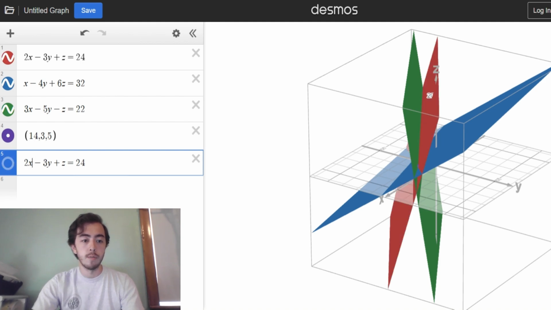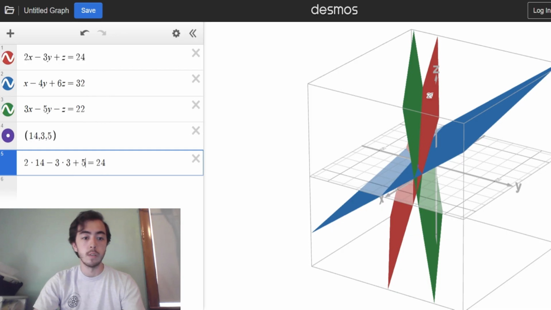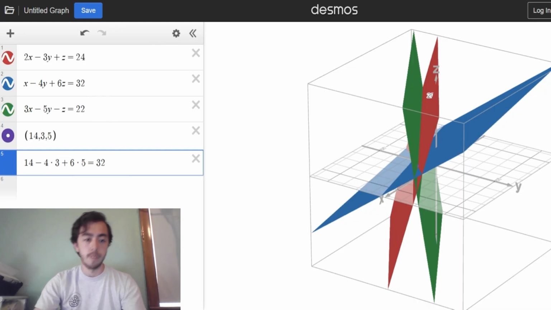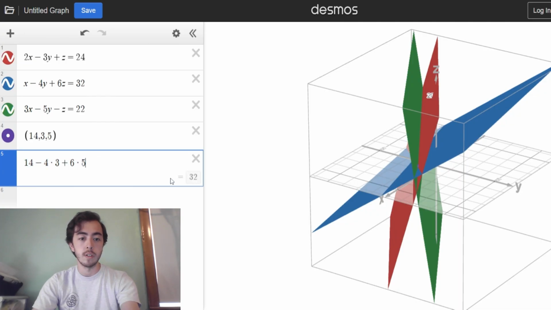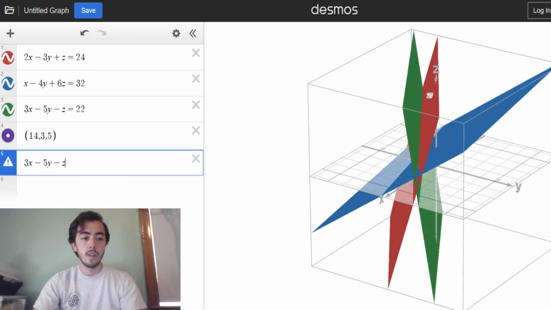So if we plug in a 14 here, and then plug in a 3 here, and then plug in a 5 here, hopefully we do get 24. Cool, then we do. And then I'm going to do this for the other 2 equations just to be sure. So that x should be a 14, this y should be a 3, that z should be a 5, and then this left-hand side hopefully is 32. There it is. And then finally, let's grab this one. The x should be a 14, the y should be a 5, nope, the y should be a 3, and the z should be a 5, and that is 22.